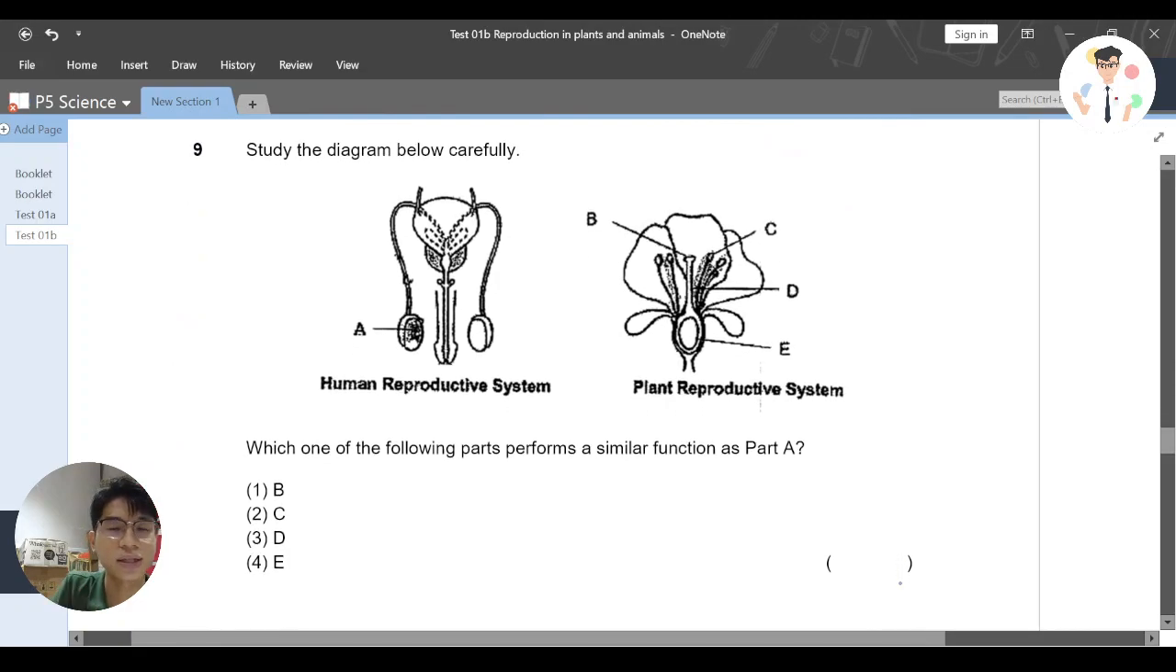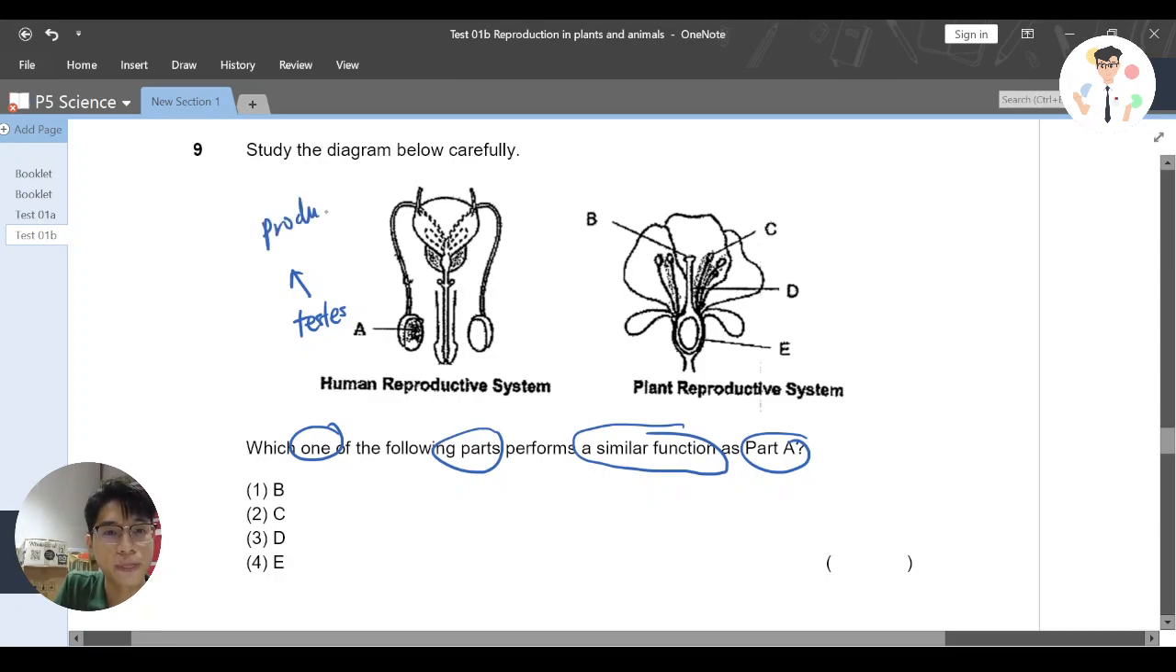Question 9. Study the diagram below carefully. So there's a human and there's a plant. Which one of the following parts performs a similar function to part A? So let's see part A. Part A is this. What is this? This is the testis. And what does the testis actually do? Produce and store basically the sperm.